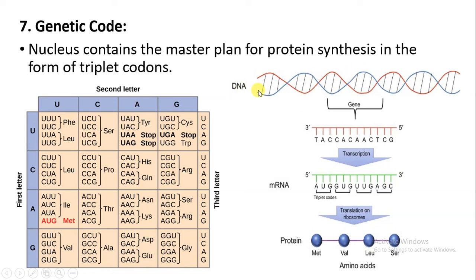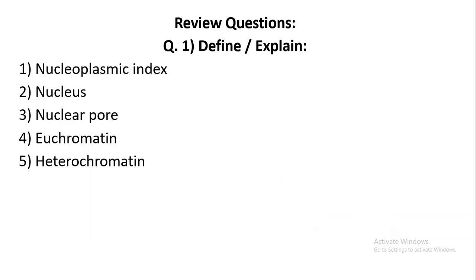As we know, the flow of information takes place from DNA to RNA and then from RNA to protein. RNA is formed from the DNA and protein is formed from the RNA, with the help of codons, and the codons are always in the triplet form, so we call them triplet codons. The nucleus contains the master plan for protein synthesis in the form of triplet codons.